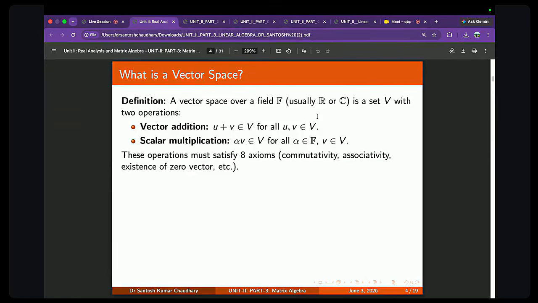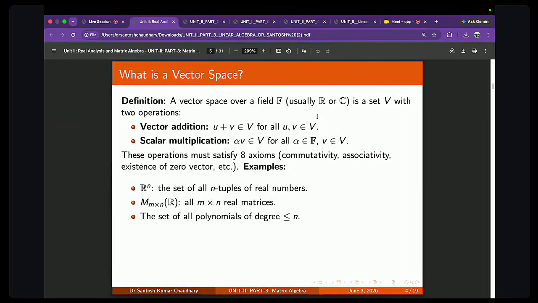So next, this was just the definition, so it's repeating. So what are some examples? For example, for capital V, you can take Rn. Rn is a set of n-tuples where each element in the tuple will come from R. So it's a set of all n-tuples of real numbers. So this is a vector space over R.